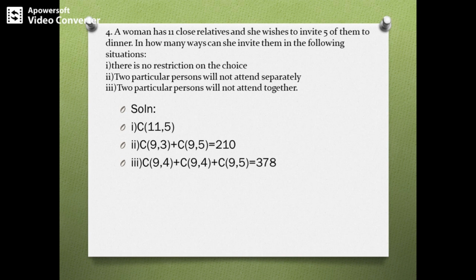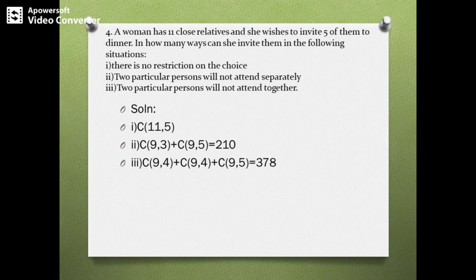How will they attend separately? The invitation is already given to one person, so the remaining four persons are to be invited out of nine. The invitation is given to both, but they have to attend separately. So it will be C(9,4) ways if we take a particular person P1, and another person, let's say P2, is also invited, but he has to attend separately. This can be done in C(9,4) ways.